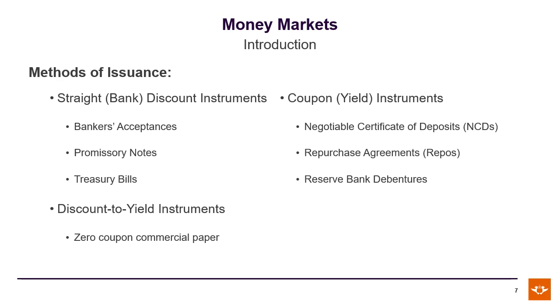Money market instruments are broadly defined in two categories. There are discount instruments and coupon or yield instruments. We can further break down the discount instruments into straight bank discount instruments or discount to yield instruments. And if we look at the slide, it just gives us the different types within each category.